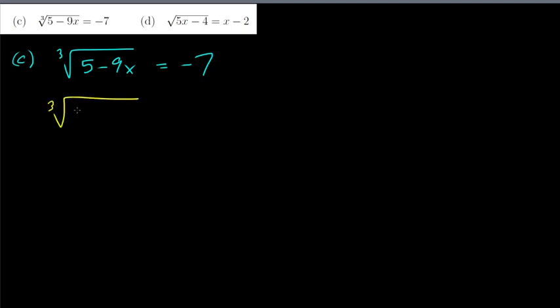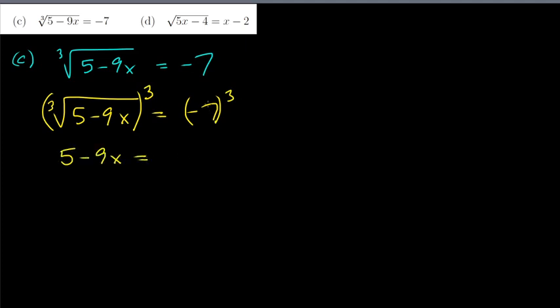Instead, you just do the logical thing here. To get rid of the cube root, you raise to the power not 2, but 3. Right. If you want to get rid of the square root, you would raise to the power 2. All right, so the left side is just 5 minus 9x. The right side is negative 7 times negative 7 times negative 7, which I forgot. It's negative 343. And you can use your calculator for that. Negative 343, right? Okay, and you can solve for x.